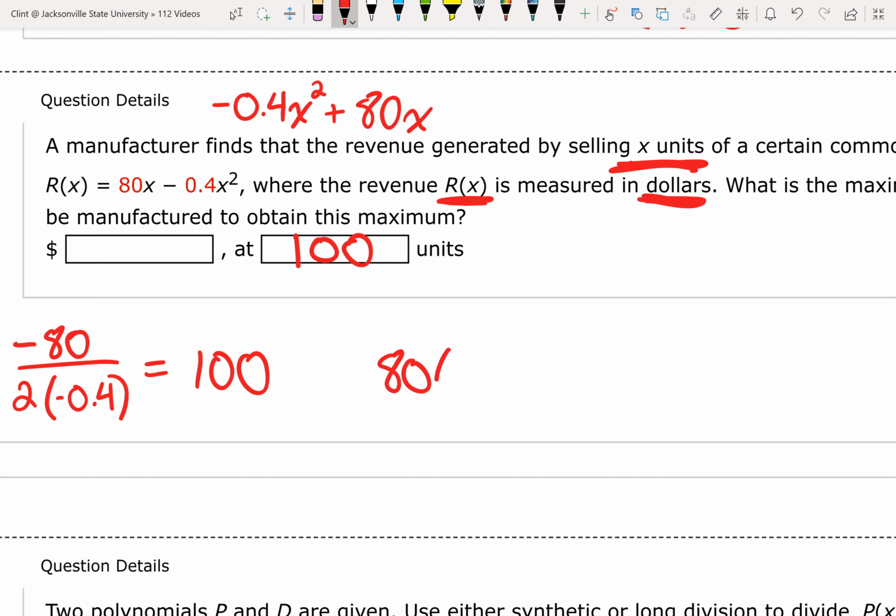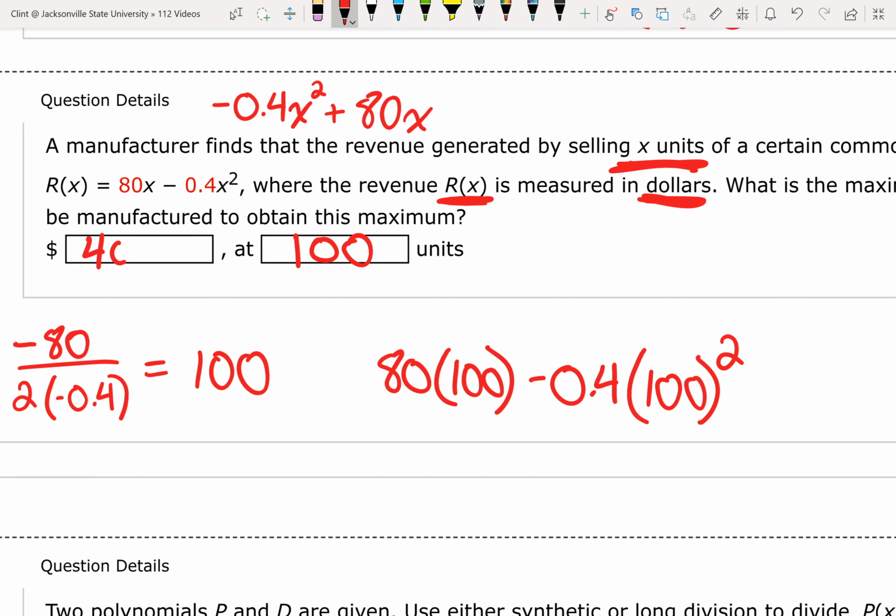So we'll have 80 times 100 minus 0.4 times 100 squared. And I'm just going to do it in my calculator. So 80 times 100 minus 0.4 times 100 squared, 4,000. So if we make 100 of whatever it is that we're making, then we will have a maximum revenue of $4,000. Okay, it's just another vertex problem.